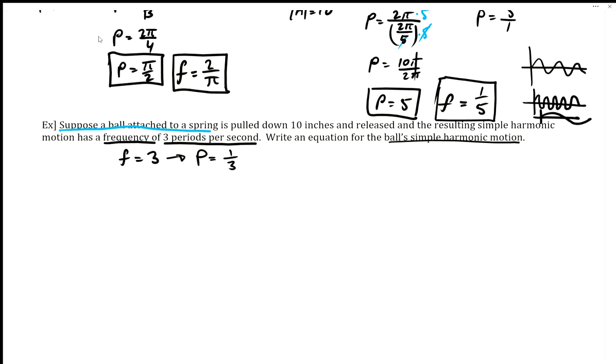So it says, suppose a ball attached to a spring is pulled down 10 inches and released, and the resulting simple harmonic motion has that. If you have a ball on a spring, I'm going to just draw an XY axis. Here's the ball before it's stretched out. Ball not stretched. And then if we stretch it out to 10 inches up here and then let it go, since it's on a spring, we would assume that it would bounce all the way down to -10. So back and forth, back and forth, back and forth.